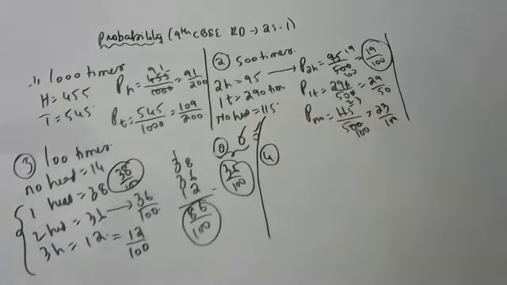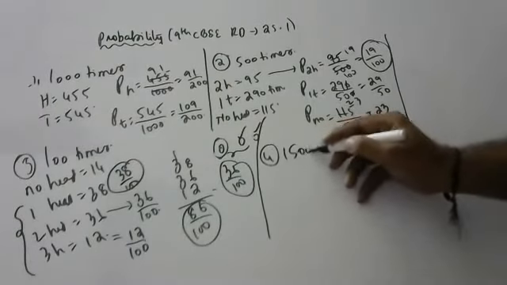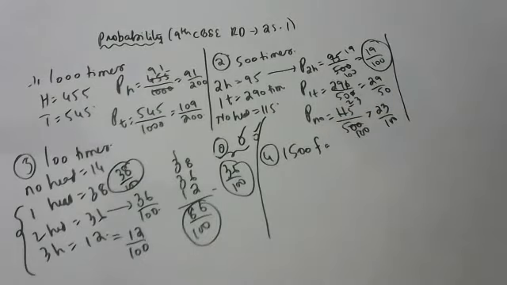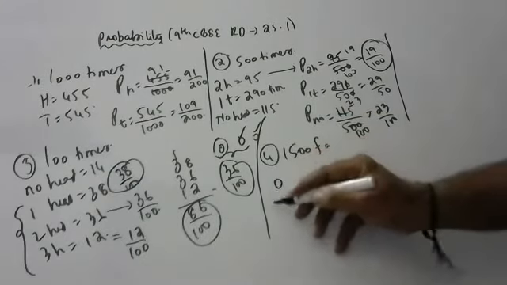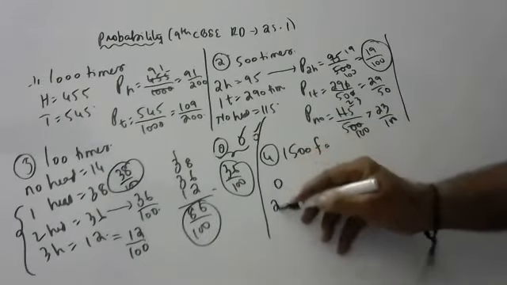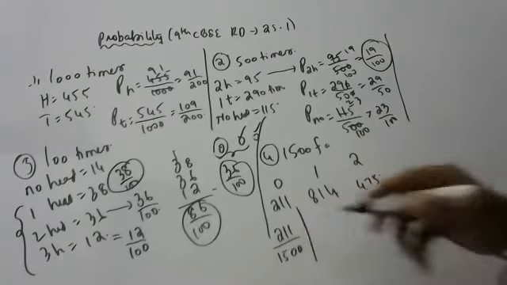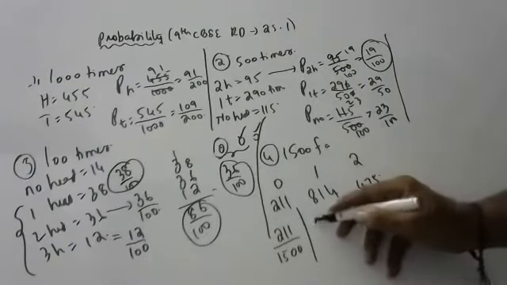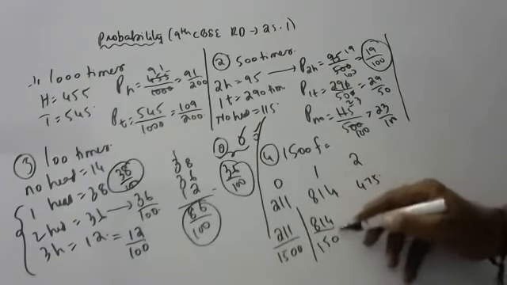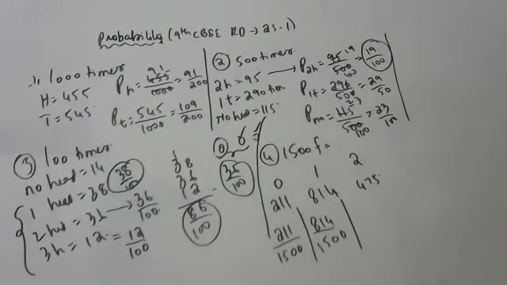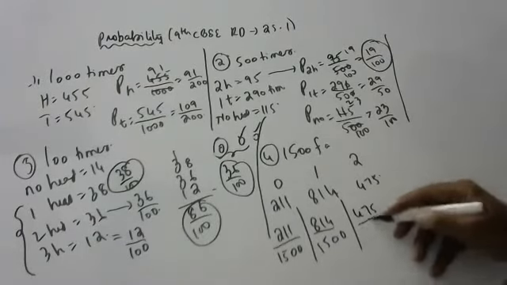Okay. Next, mute your audio. Nandika? Yes, sir. 1500 families are there. Number of girls: 0 girls, 211 families; 1 girl, 814 families; 2 girls in a family, 475 families. What is the probability of no girl? 211 by 1500. What is the probability of 1 girl? 814 by 1500. What is the probability of 2 girls? 475 by 1500.